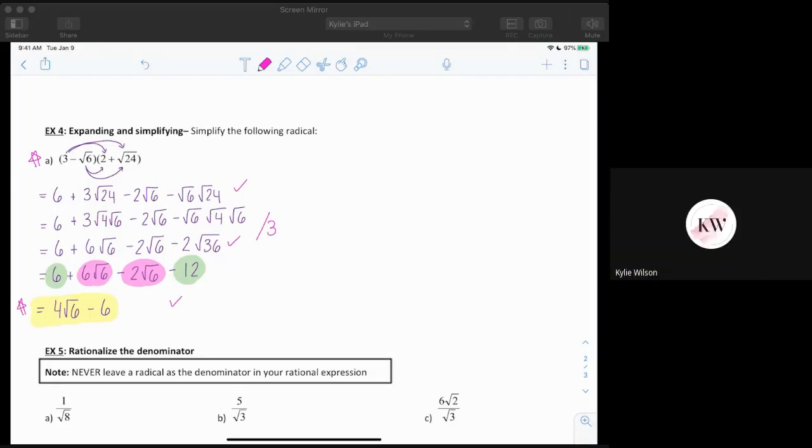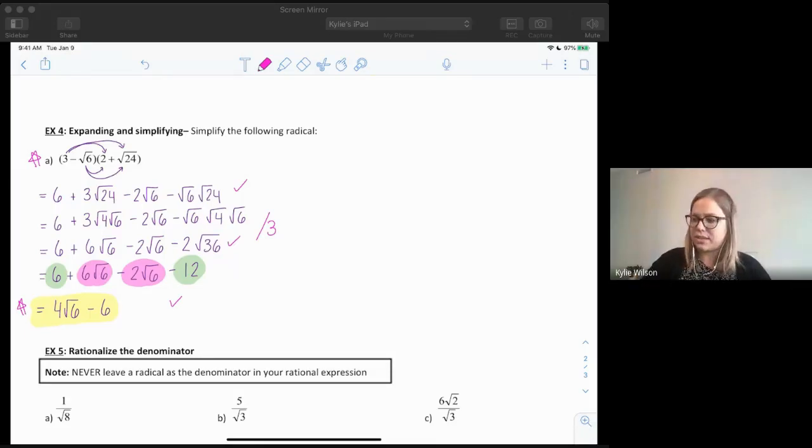But I mean, you have your calculator with you, so when you're doing the homework, definitely check your answers because then you know if you got it right or not. But that's why I need to see all the steps.